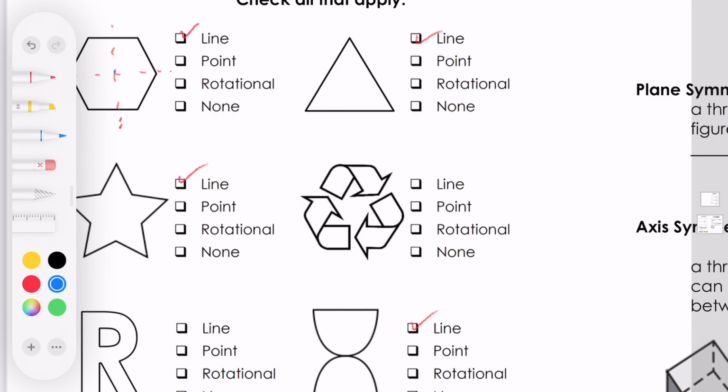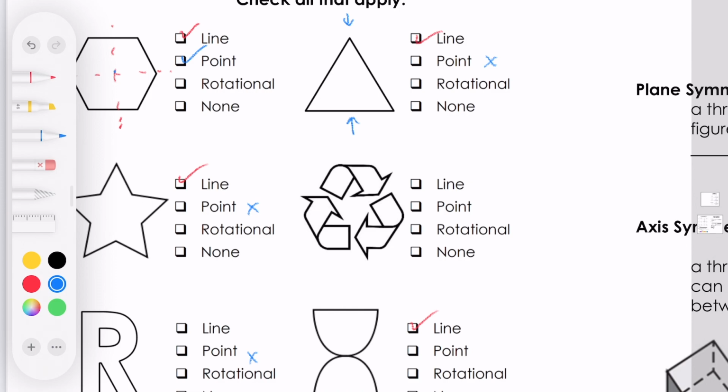So now let's go ahead and look at point symmetry. So this one, if I flip this hexagon over from that center, the 180 degrees, then it'll work. Now I want you to look at this triangle from up and bottom. Flip your paper around and you can see that it's not the same, so it does not have point symmetry.